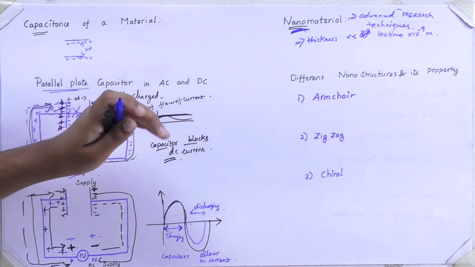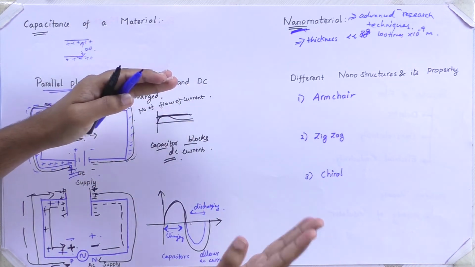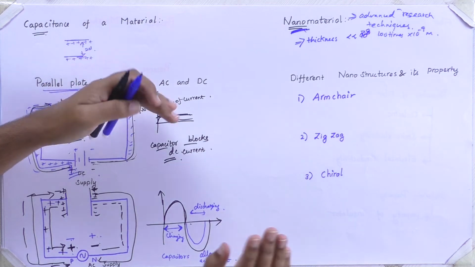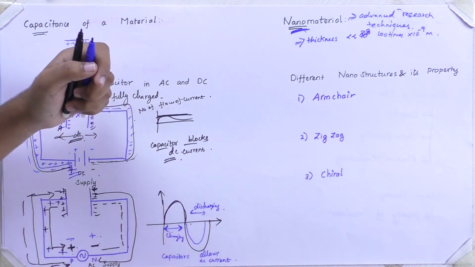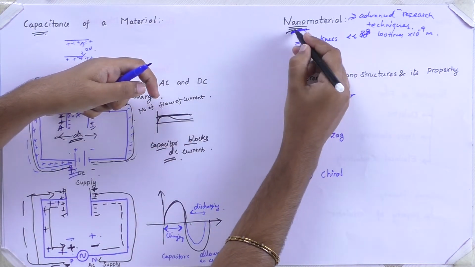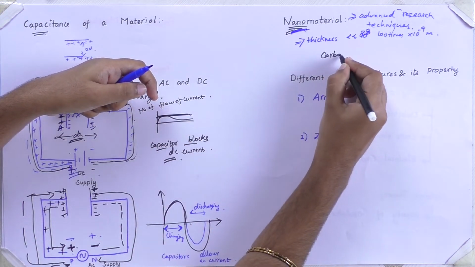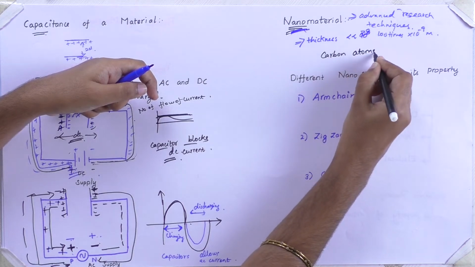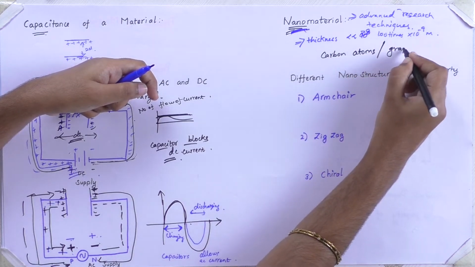So what does nano mean? Nano is 10 power minus 9. The material which is made with that much less thickness is called a nanomaterial. Most nanomaterial is made from carbon atoms or graphites.